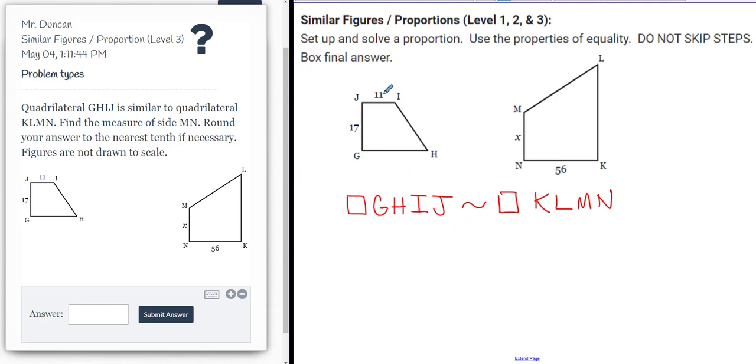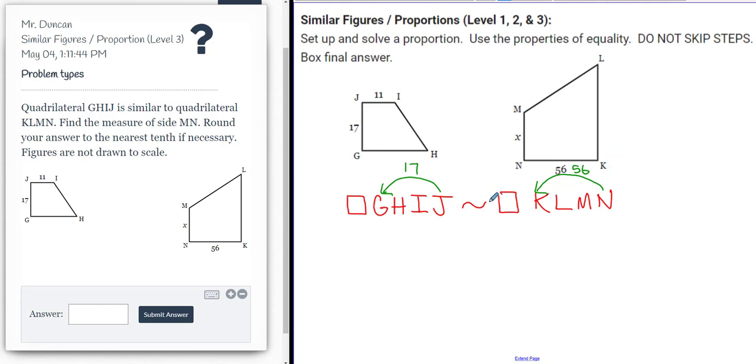So what I want to do is find JG. So notice that J to G right here, and I can draw this arrow, and the length of J to G is 17. So the side that would correspond to JG in this figure would be, in the same order, N to K. Looking from N to K, it looks like N to K is 56. So 17 and 56, those correspond.